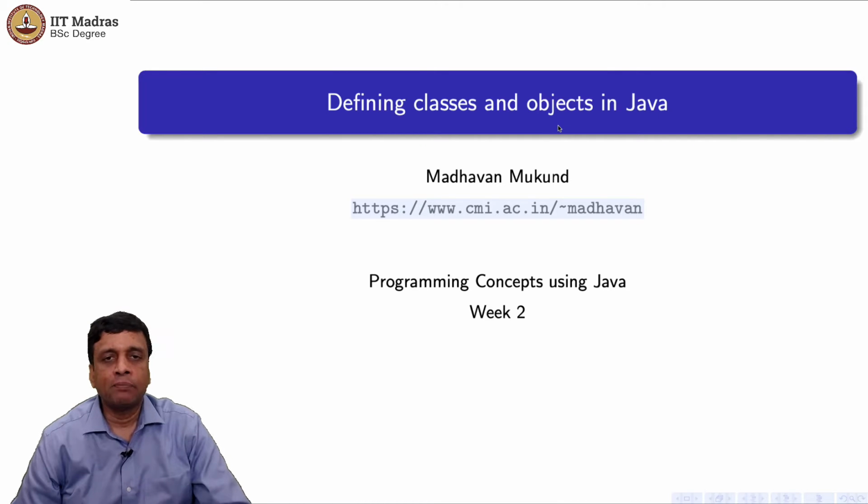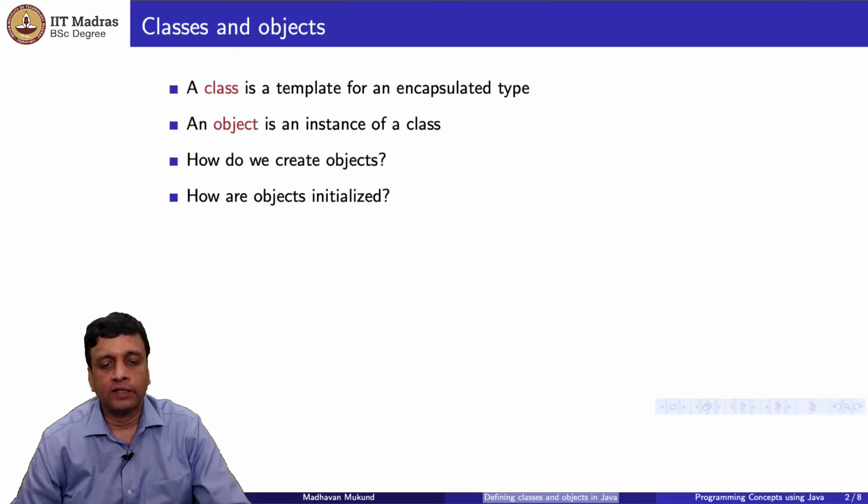So we have seen basic built-in data types in Java. We have seen standard control flow in Java. So now let's get down to business. Object-oriented programming. So how do we define classes and objects in Java?